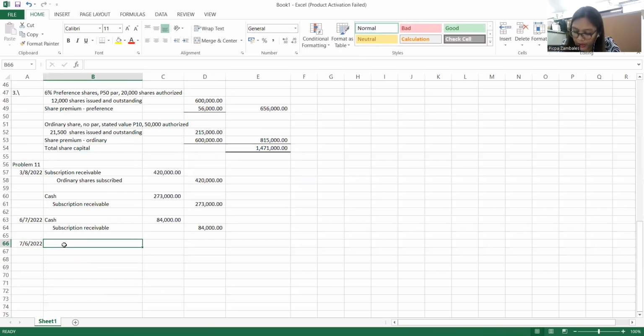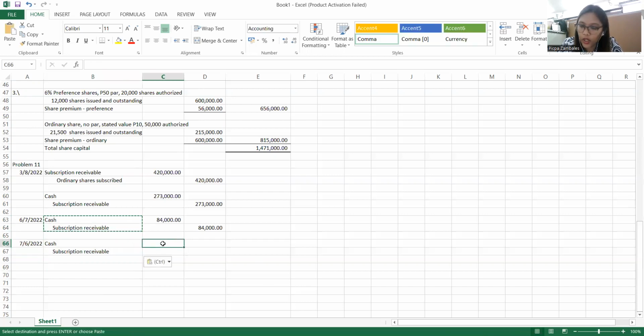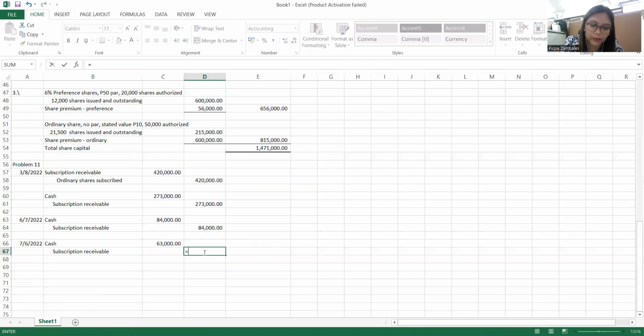And then next, on July 6th, subscribers to 14,000 ordinary shares paid an additional 15% of the subscription price. So, yung kabuuan na niya, kasi kanina 65% was paid, an additional 20, that's already 85, and plus the 15, so binayaran na niya, no, yung kabuuan. So, let's debit cash for 420,000 times 15%, that's 63,000. That's it.